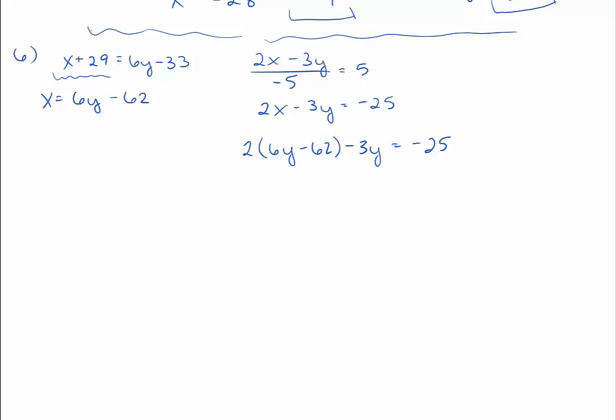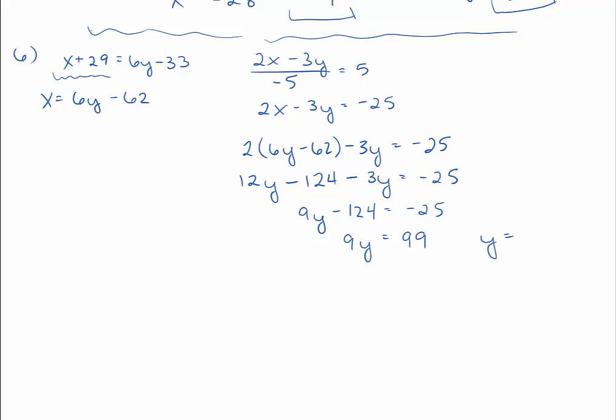First thing I want to do is distribute the 2 here. So I have 12y minus 62 times 2, which is 124. So minus 124 minus 3y is equal to negative 25. 12y minus 3y is 9y minus 124 equals negative 25. Now I add 124 to each side, so 9y equals negative 25 plus 124, which is positive 99. Then we simply divide each side by 9, and we get y equals 99 divided by 9 is 11. So y equals 11. As scary as that might have looked at first, it certainly wasn't as bad as number 4.